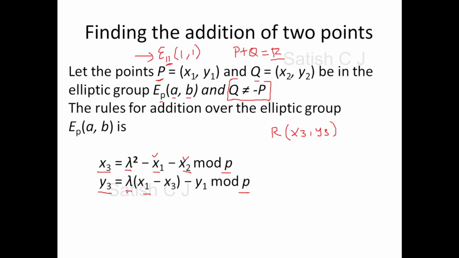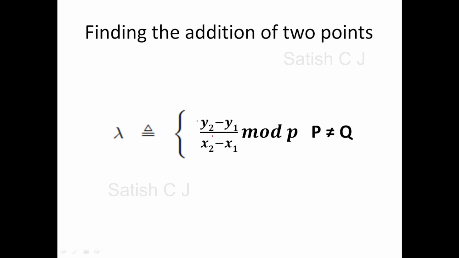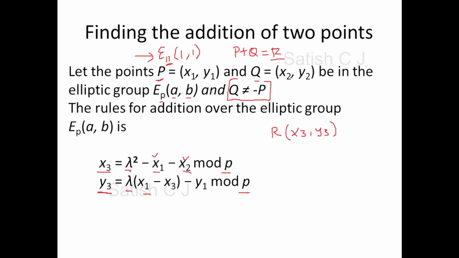So what we need to understand is, what is this delta? How will you compute this delta? We compute the value of delta as y2 minus y1 divided by x2 minus x1, mod P. y2, y1, x2, x1 are available as coordinates for the points P and Q. And a very important condition here is point P should not be equal to point Q. We know what is P. In our elliptic group E11(1,1), P takes the value 11. So we know what is delta now. x3 we can compute by using delta, x1, x2 and P, and y3 we can compute by using delta, x1, x3, y1 and P.